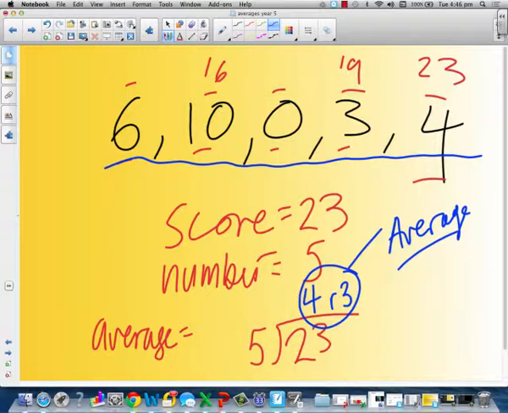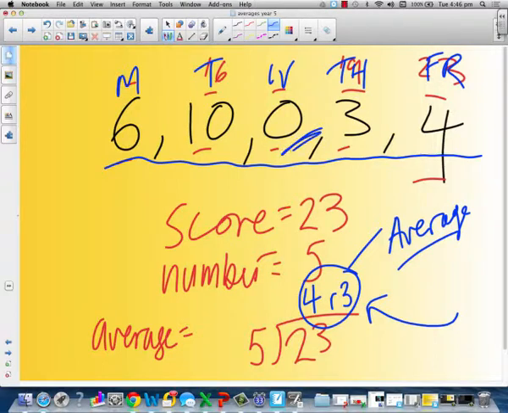If you played cricket on Monday and you got 6, and you play cricket on Tuesday you got 10, you play cricket on Wednesday you got 0, you played cricket on Thursday you got 3, you played cricket on Friday you got 4, I could say that your average run rate was 4 remainder 3 per day. That's about what you're hitting every day. It would have been much better if you didn't get 0 here. Silly you, should have focused on the ball.